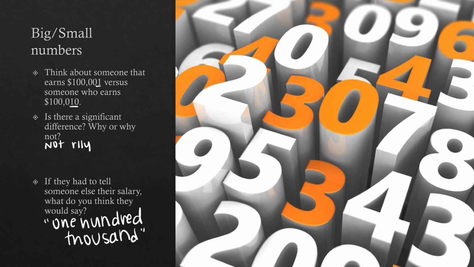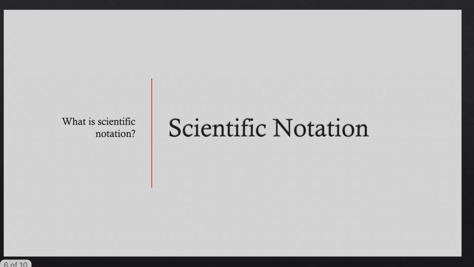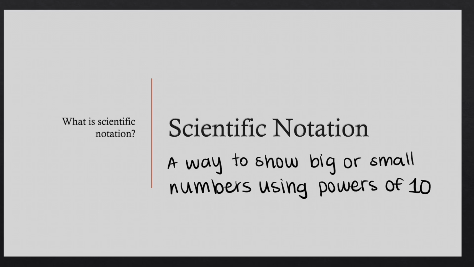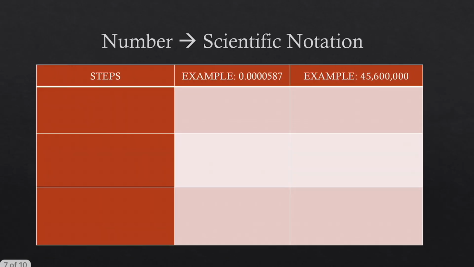So we have scientific notation. Scientific notation is a way to show big or small numbers using powers of 10. We can convert to scientific notation or convert back depending on our needs. So let's show how to do that.